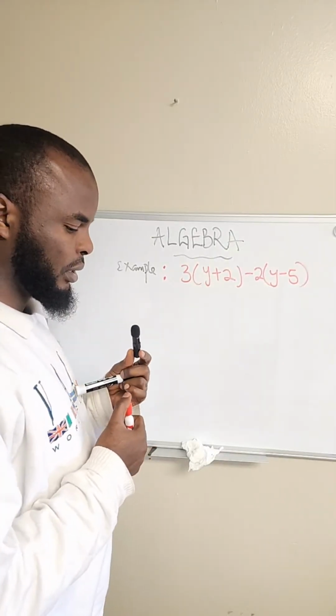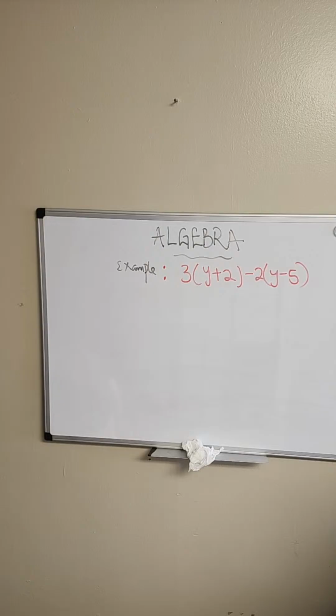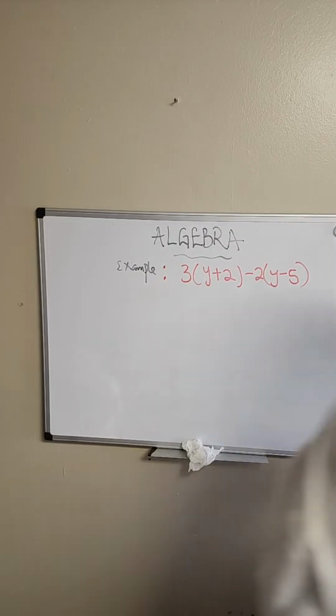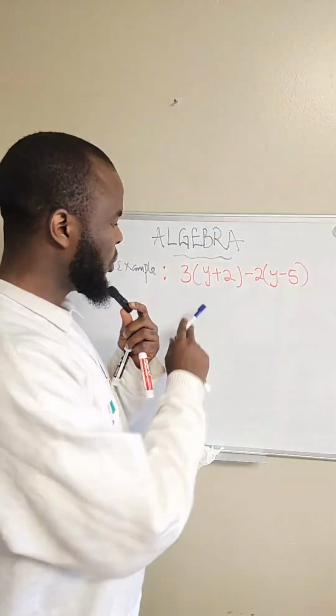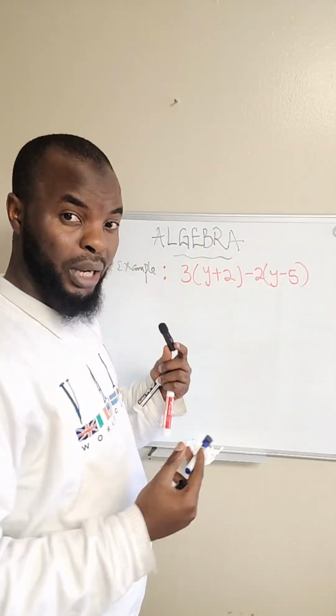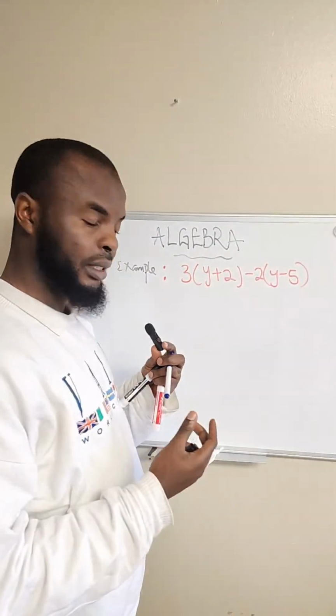Let me change the pen. Doing this because you have to understand this basis of algebra. If you understand the basis, then the complicated part of it is going to be simple. You see, when you have this thing called bracket, in some part of the world they call this bracket, in some other part they call it parentheses.